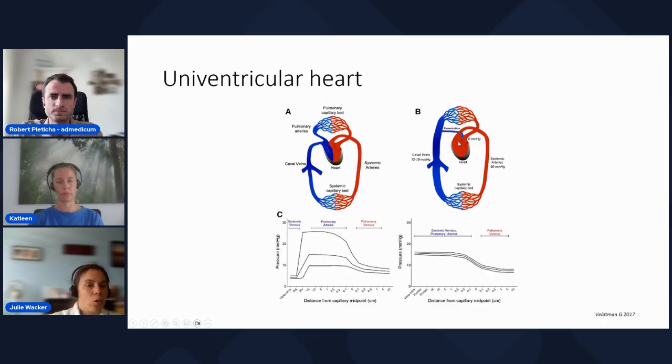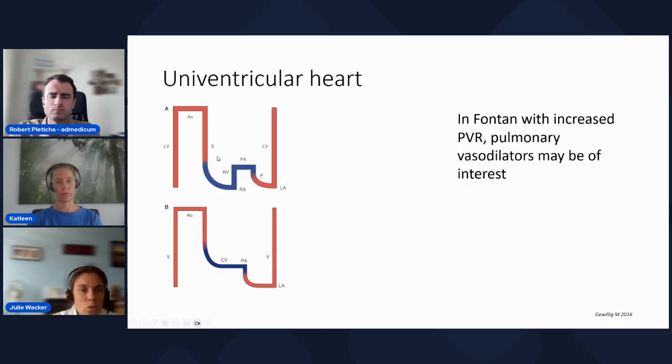Those patients often don't fit the definition of pulmonary hypertension. They often don't have a mean PA pressure that's above 25, or 20 now, millimeters of mercury, but they can have pulmonary vascular disease. And in those patients that have only one pump, and that have increased pulmonary vascular resistance, which needs to be demonstrated and calculated, those patients might benefit from pulmonary vasodilators. But again, we need more data from studies.